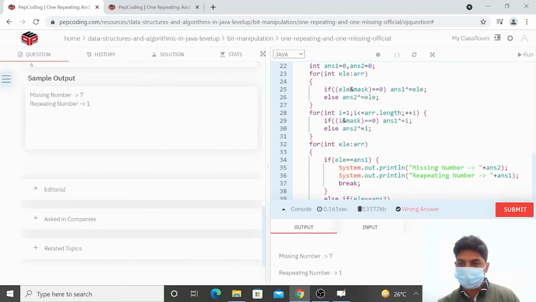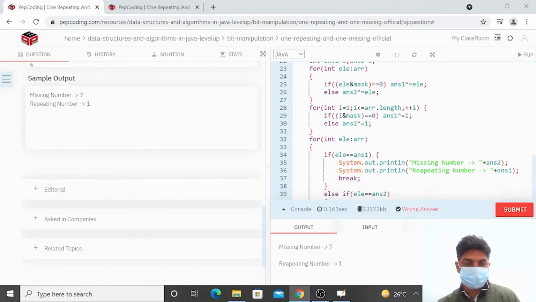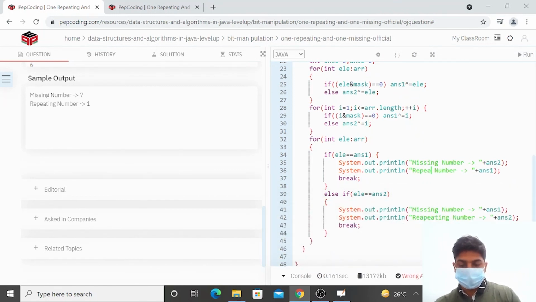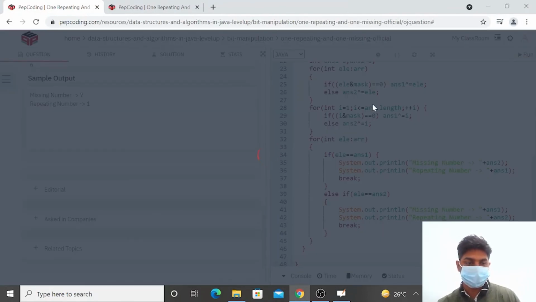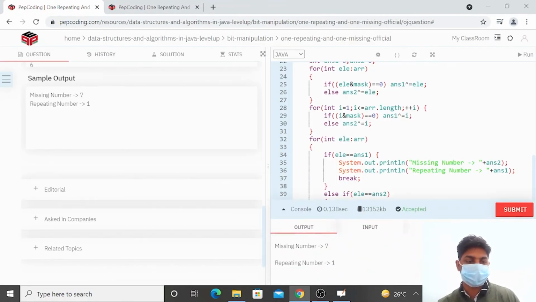Missing number is 7 and repeating number is 1, so we are getting the correct answer. It is failing because of the spelling mistake in repeating. Control C, Control V. Now is it right? Yeah. Now let's try to run it. Getting the correct answer. Let's try to submit it.